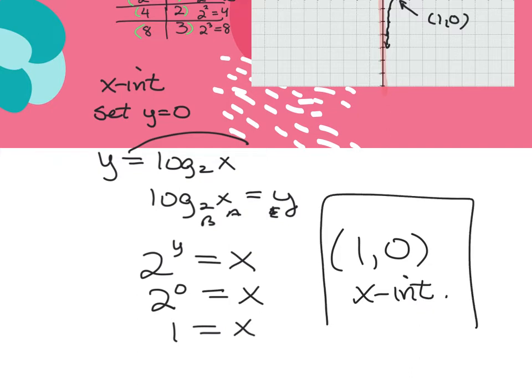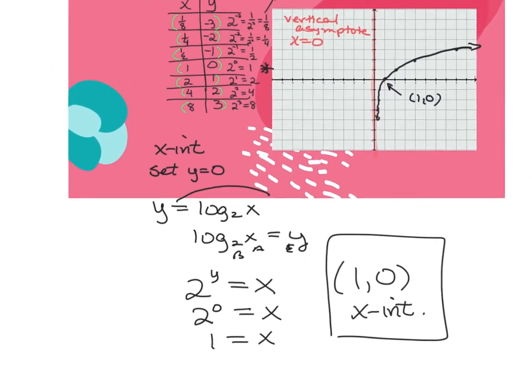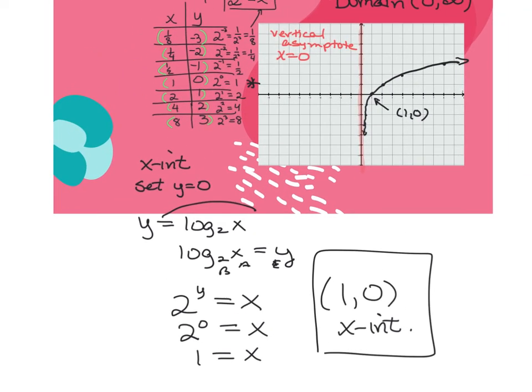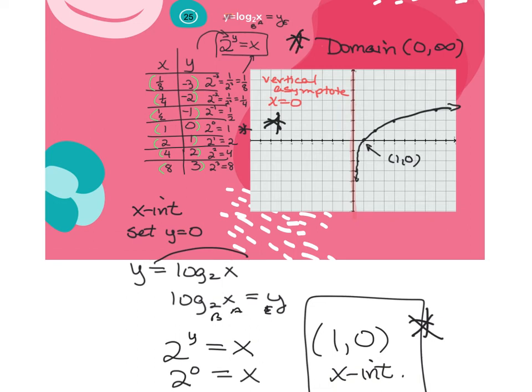But again, remember, if it's just a basic log function with no shifts, the x-intercept is always going to be 1, 0. And that vertical asymptote is going to be x equals 0. When we shift it left and right, this is where our asymptote will change. And we're going to see that coming up. So again, in the homework tonight, that's due Wednesday, it's going to ask you to fill in the x-intercept, the asymptote, the domain, and then also pick the graph. Let's try another one.